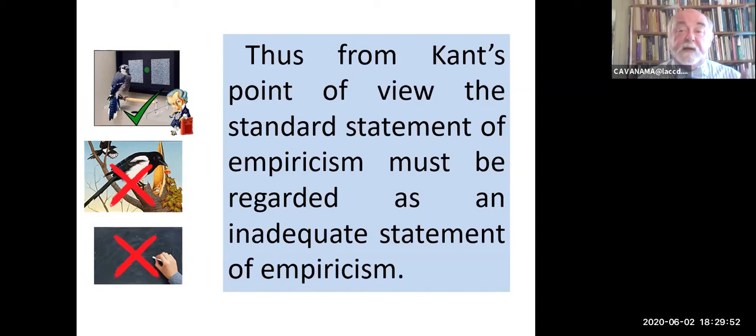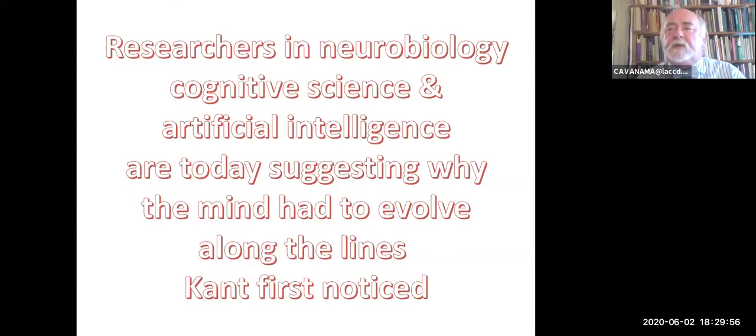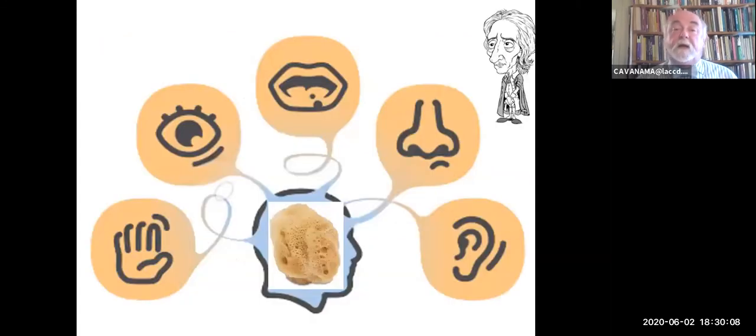But the thing to recognize about Kant is that he wants to give a better one. If we look at what's happening in neurobiology and cognitive science and artificial intelligence, we see that there are more reasons today to think the mind acts more or less as Kant told us that it did from the 18th century than we've had hitherto.